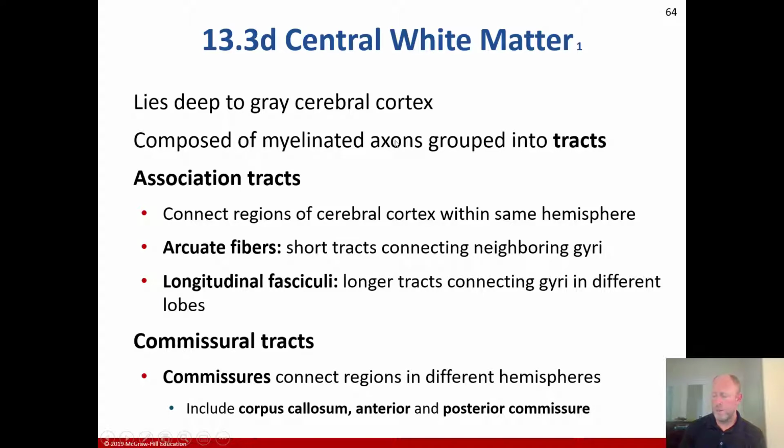Our central white matter, which is deep to our gray cerebral cortex, is composed of myelinated axons grouped into tracts. Association tracts connect regions of the cerebral cortex within the same hemisphere. Our arcuate fibers are short tracts connecting our neighboring gyri. Our longitudinal fasciculi are longer tracts connecting gyri in different lobes. And our commissural tracts are commissures connecting regions in different hemispheres, including our corpus callosum, and the anterior and posterior commissure.